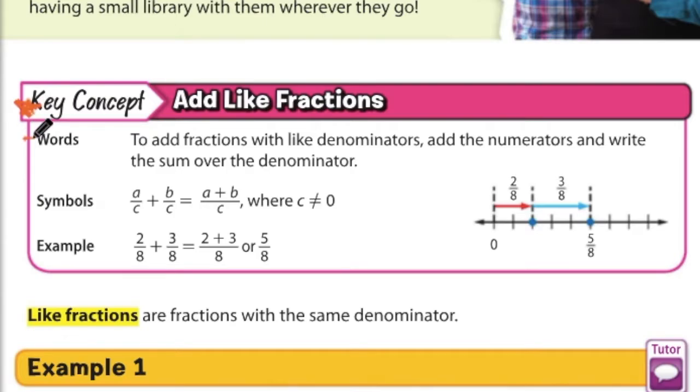To add fractions with like denominators, add the numerators and write the sum over the denominator. I also want you to be familiar with the symbols. A over C plus B over C is equal to A plus B over C. Remember that C, the denominator, cannot equal 0 because that is undefined.